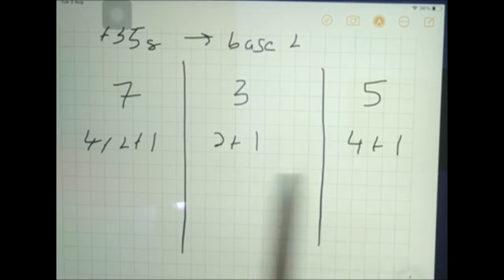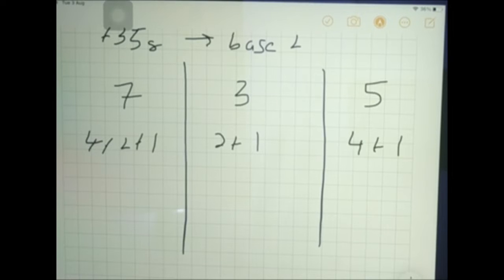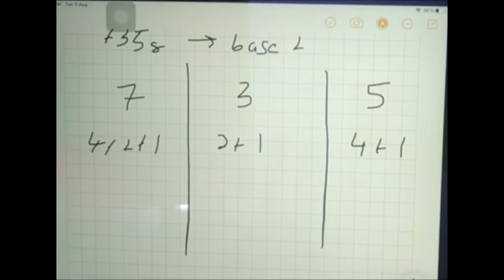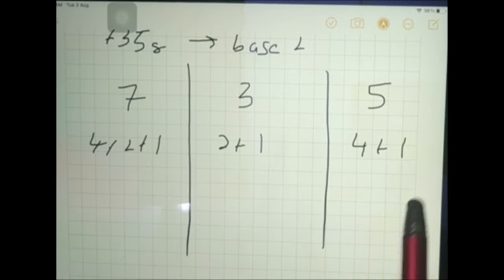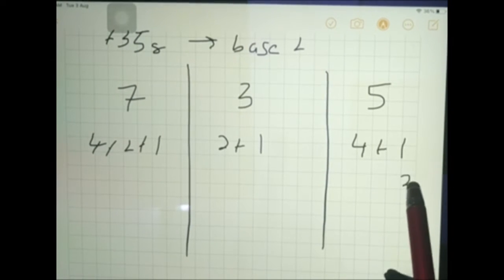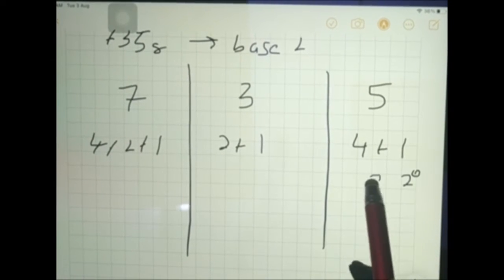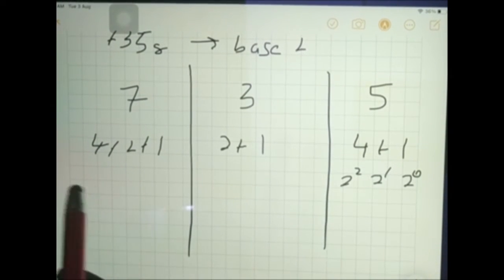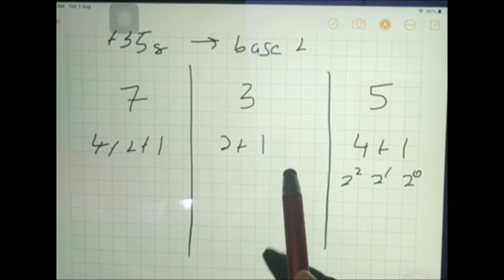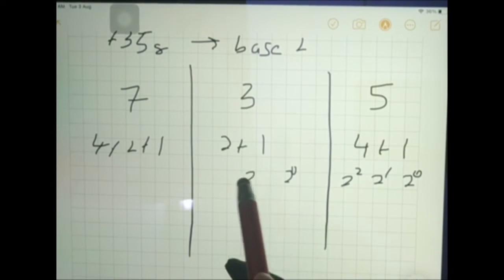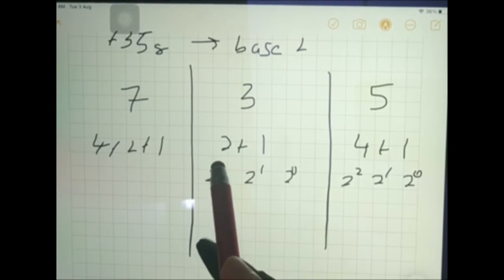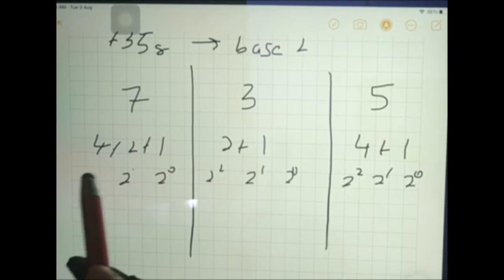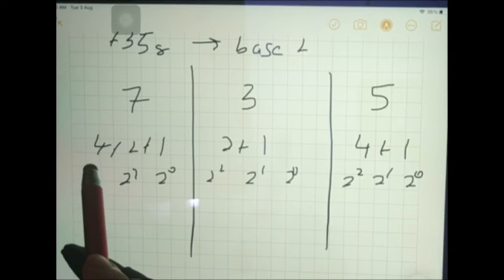Once we have the digit values that add up to the number, we have to find the place values in base 2. So 2 to the power of 0, 2 to the power of 1, 2 to the power of 2. We have to do it 3 times because there are 3 numbers. Do it for each.